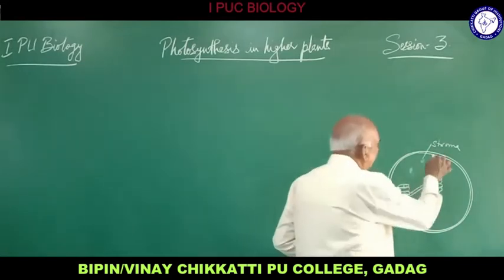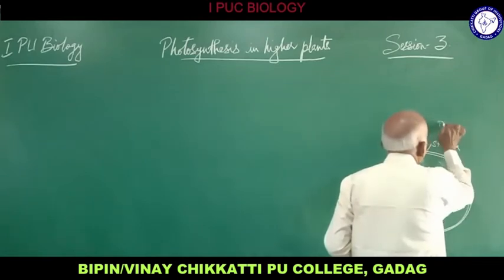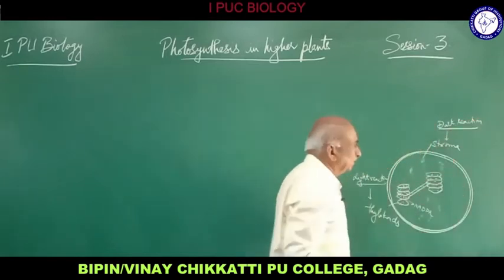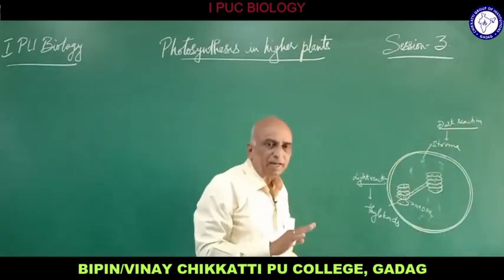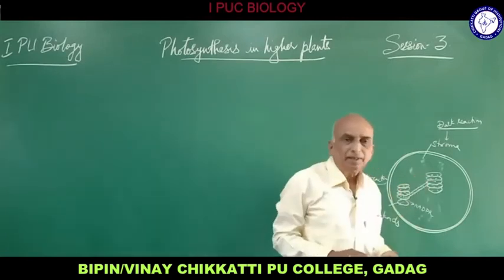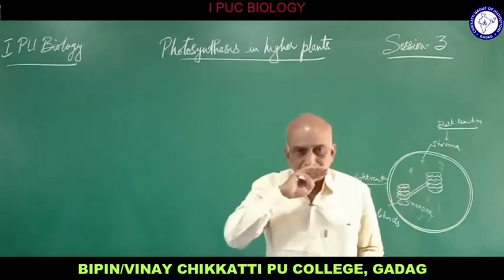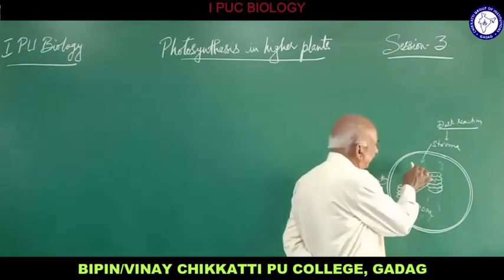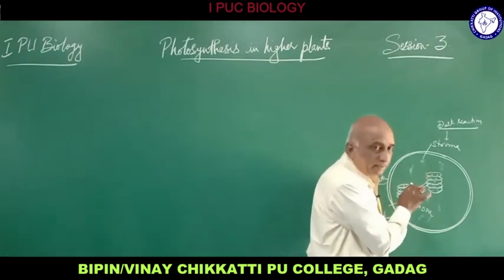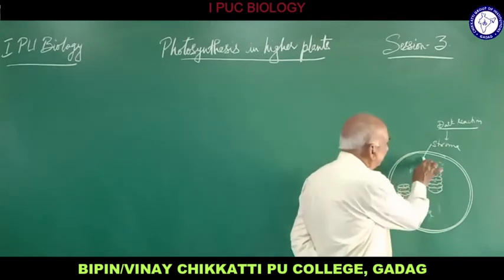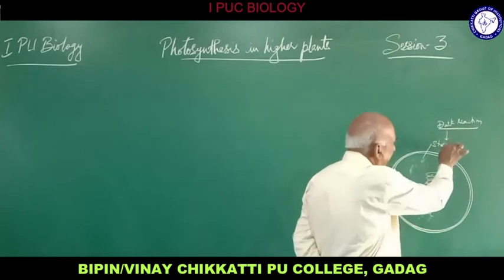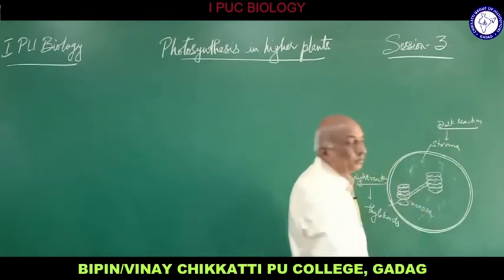So in the stroma, the dark reaction takes place. The dark reaction does not require light, does not require chlorophyll. It requires CO2. As photosystems PS1 and PS2 are not necessary, and light is not necessary, the dark reaction takes place in the stroma of the chloroplast.